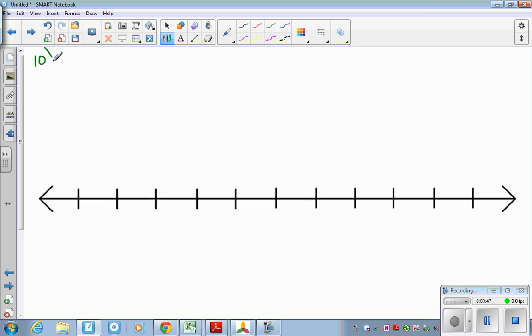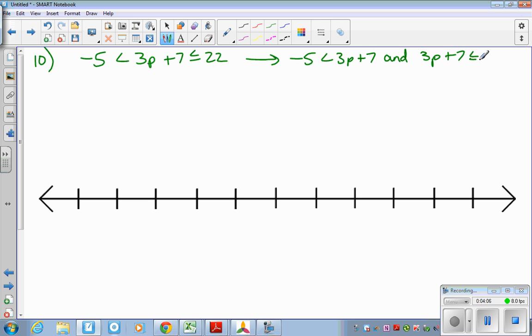Number 10 was negative 5 is less than 3p plus 7, which is less than or equal to 22. This translates to negative 5 is less than 3p plus 7, and 3p plus 7 is less than or equal to 22. When you solve this, you get that 3p is greater than negative 12, so p is greater than negative 4, and 3p is less than or equal to 15, and so p is less than or equal to 5.